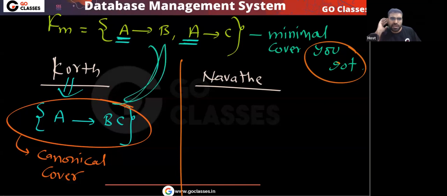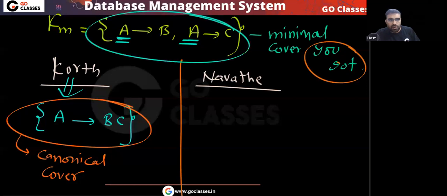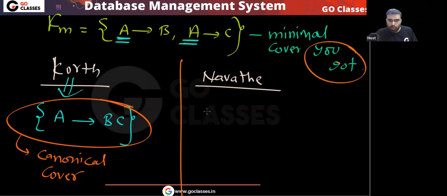These two things are the same, right? Because you can combine the RHS or split the RHS. So in the Korth book, the condition is that if the LHS is the same, you merge them. In Navathe, they say that on the RHS you put only one attribute.